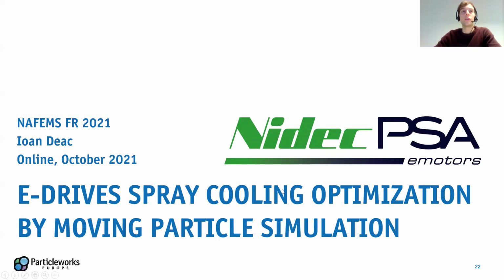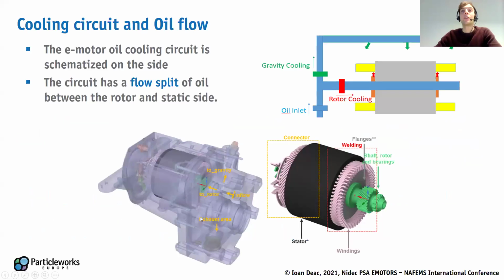It's the eMotors joint venture, and they discussed e-drive spray cooling optimization with Particleworks. So here is a system, the full e-motor and the distributing channel they investigated. In this case, we also have an inflow here, and the flow splits between a 2-rotor and 2-gravity circuit. So basically, oil is injected here, and depending on the rotational speed of the rotor, it can go in a preferential or not way to the rotor side.